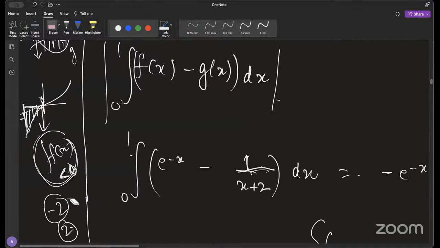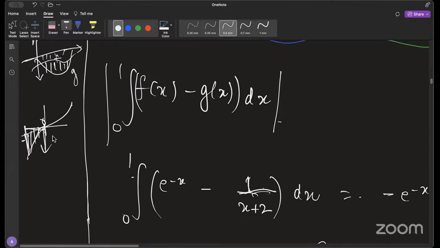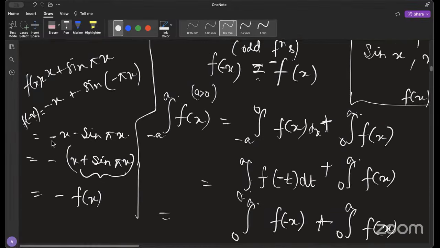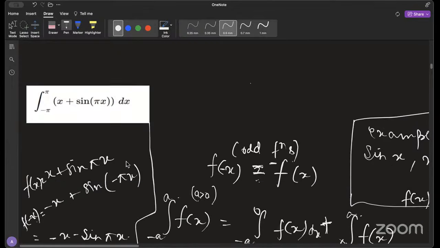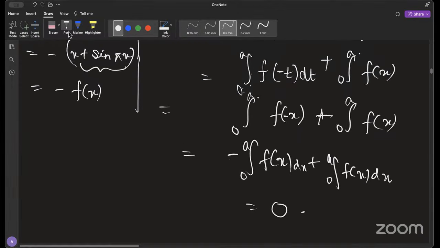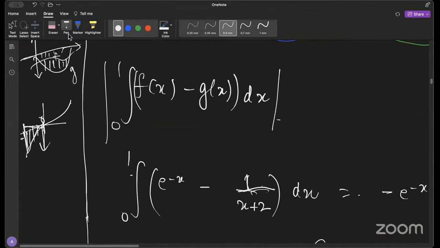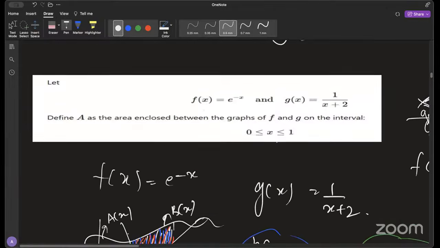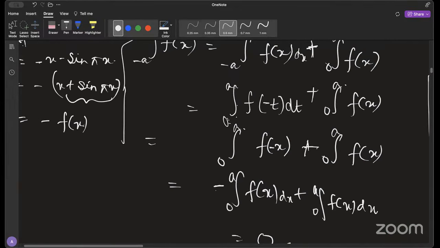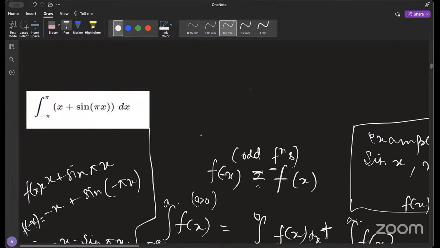Okay, ma'am. Just before this question, we had a question like that, right? In that odd function, this was not about area, it was about the integral only. This was simply about finding the integration. Do we need to discuss this thing?